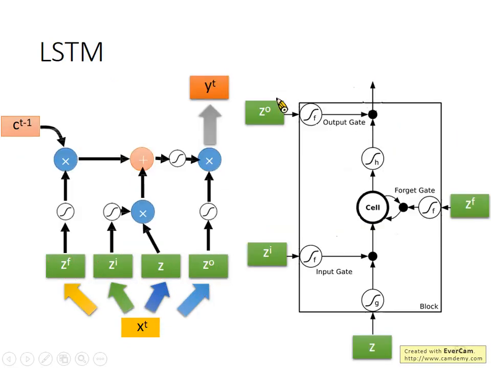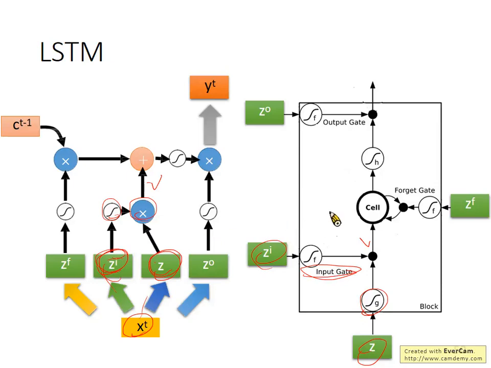Just like we said before, the input signal after the activation function is multiplied by the signal from the input gate. So here, at x_t, we have the input signal z and the input gate control signal z_i. After the activation function, we multiply them together. So the output here is equal to the output here.